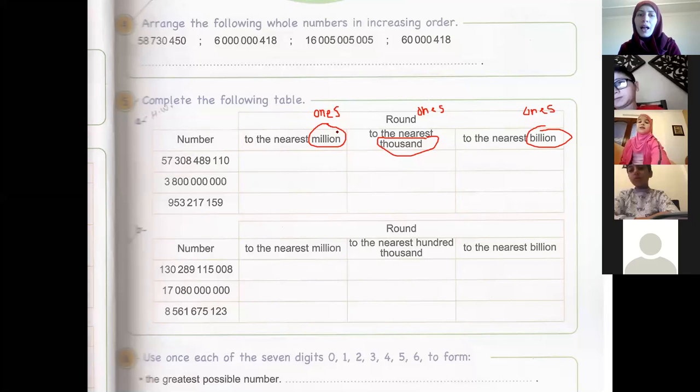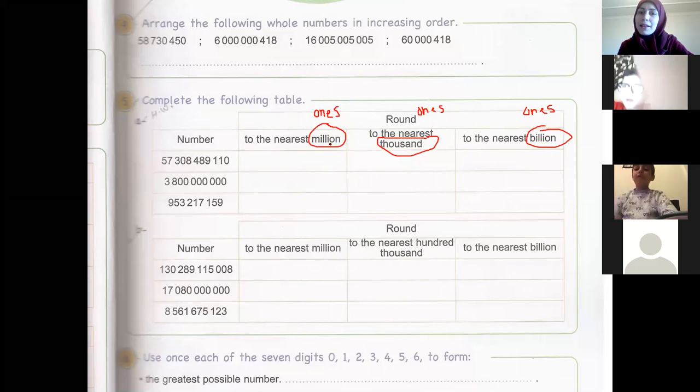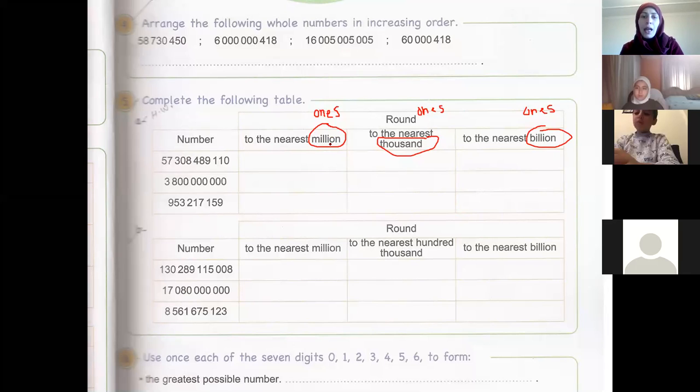We will do two steps. First, we will underline the millions digit. Then we look at the next digit to the right side. We compare it by the best friend. Which number is the best friend? Five. We keep the millions digit the same. If it's five or more than five, add one to the millions digit. Excellent.